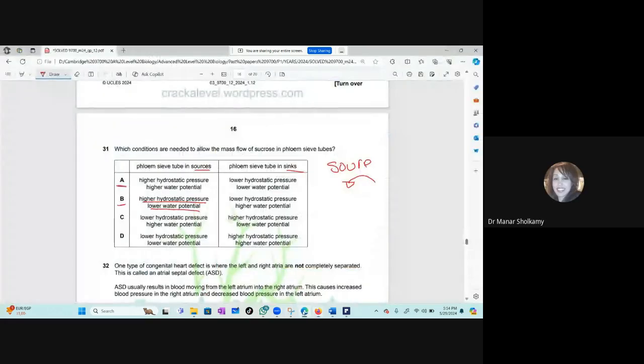Okay, let's go back. Yeah, in the source, we are loading sugar, loading sugar, loading sugar. So it will be very concentrated at the source, and we will have a low water potential. And because we have a low water potential, water is going to move out of the xylem by osmosis into the source, into the phloem. So this is going to make or increase the hydrostatic pressure at the source. I think you know this, yeah? So the answer is B.